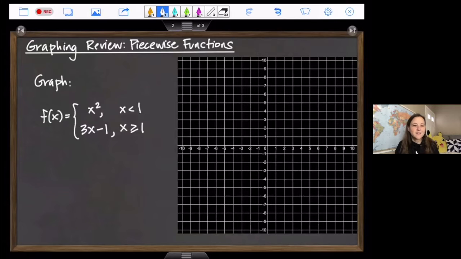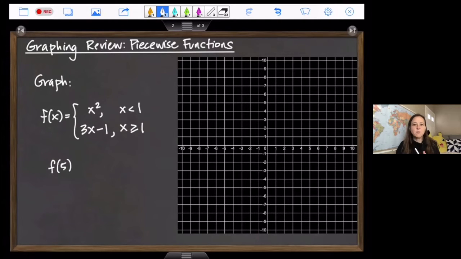These are functions that you should have learned about in your pre-calculus class. These are functions that have two different rules depending upon which value of x you're plugging in. So just kind of a way of review. This function here says that its formula is x squared, but only if you're plugging in numbers that are less than 1. And the function is 3x minus 1 if you're plugging in numbers that are bigger than or equal to 1.